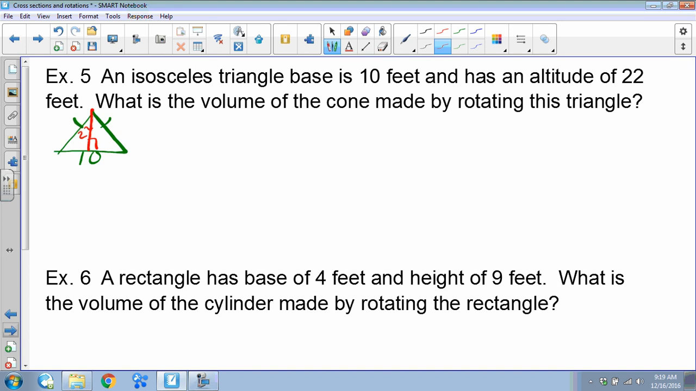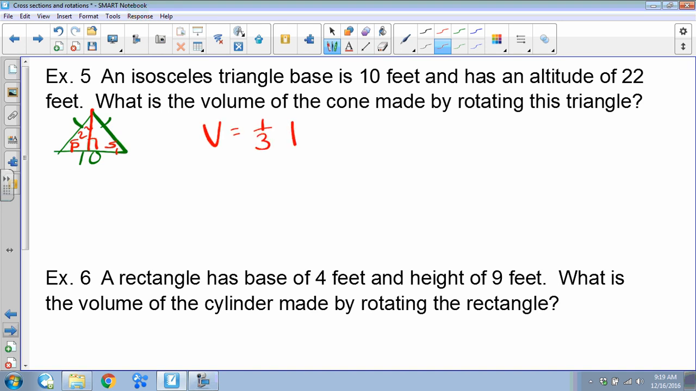What else do we know about that base? It bisects it, right? If it's isosceles, remember isosceles triangles bisect the base. So that means this is 5 and this is 5. That means these are the same, specifically because it's isosceles. And then it says, what is the volume of the cone made by rotating this triangle? And so, now this one, they tell you that it's going to form a cone. So volume of a cone is 1/3 base times height.